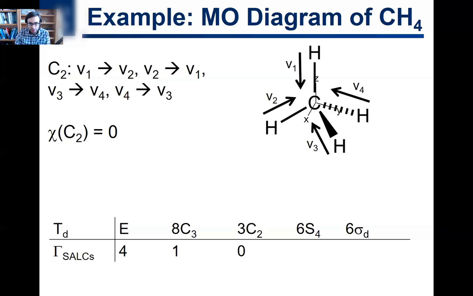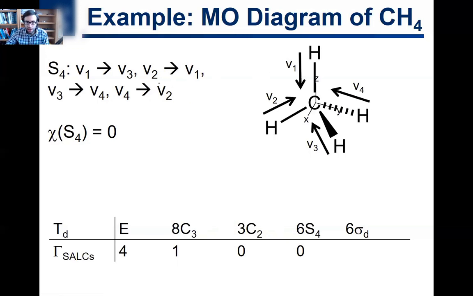Next is going to be a C2. It's a little harder to visualize, but it runs something like that. This H goes to this H and vice versa, and these H's go to one another. That's one example of one of the C2s. There are three of them. That causes V1 to go to V2 and vice versa, and V4 to go to V3 and vice versa. All the vectors interchange, so we're going to get 0 there.